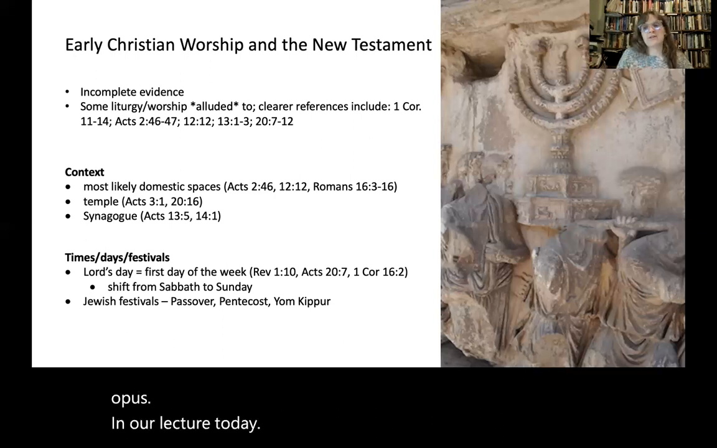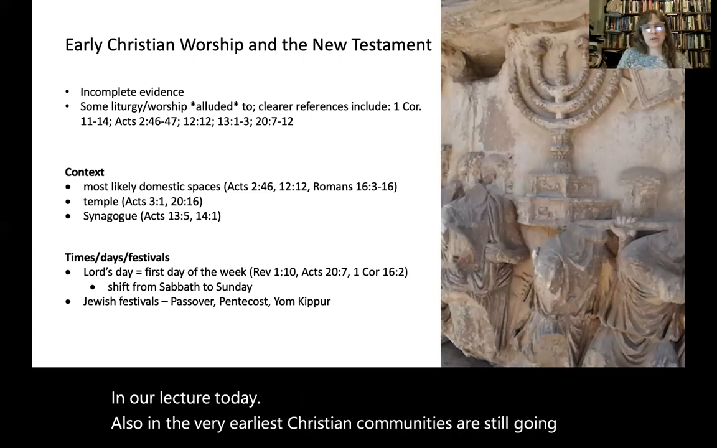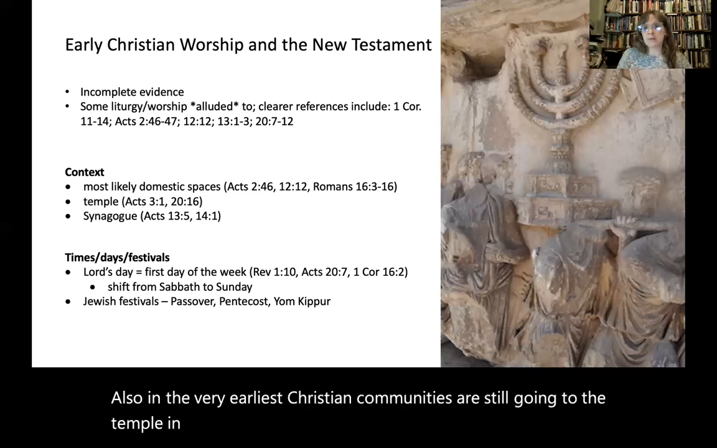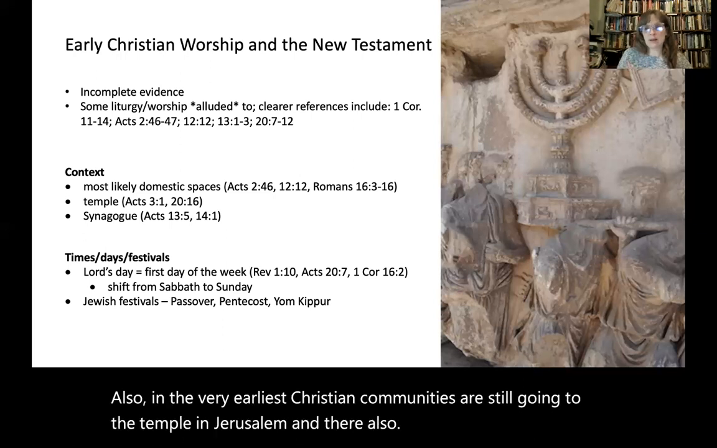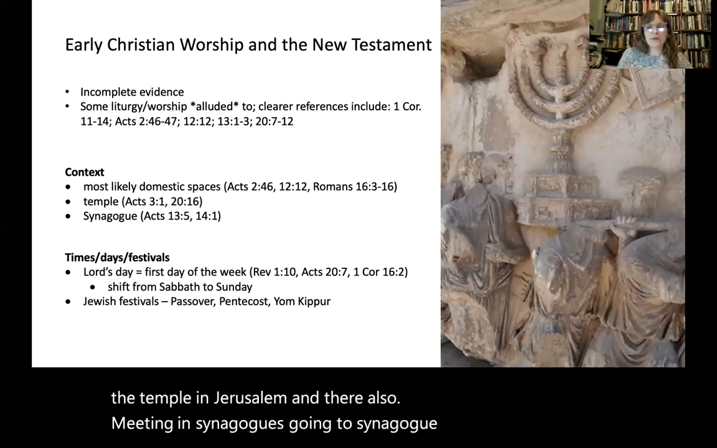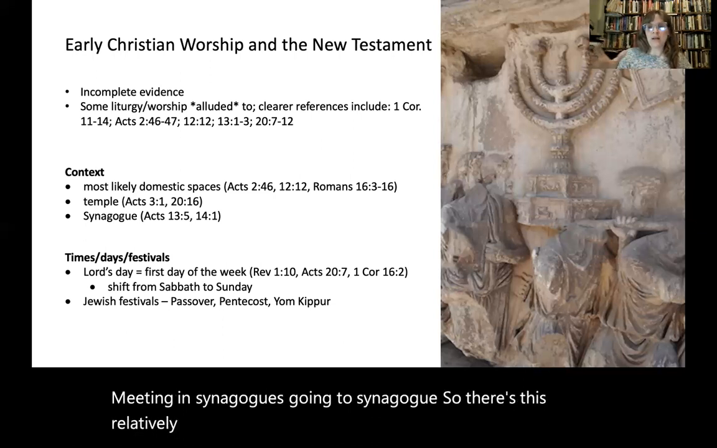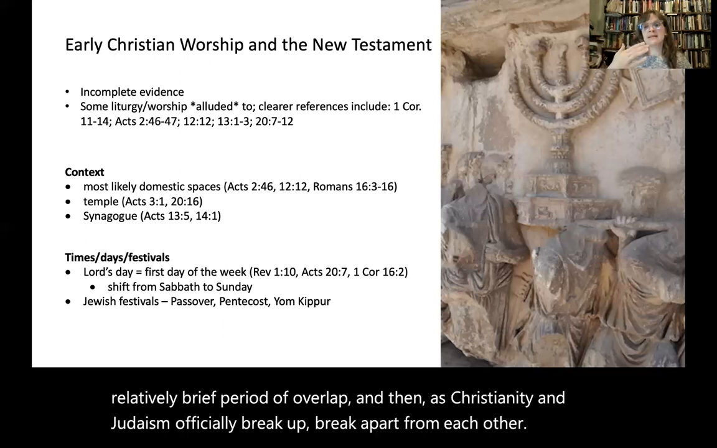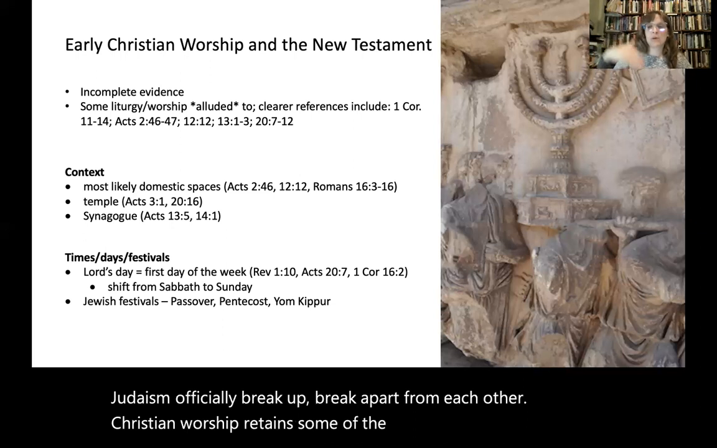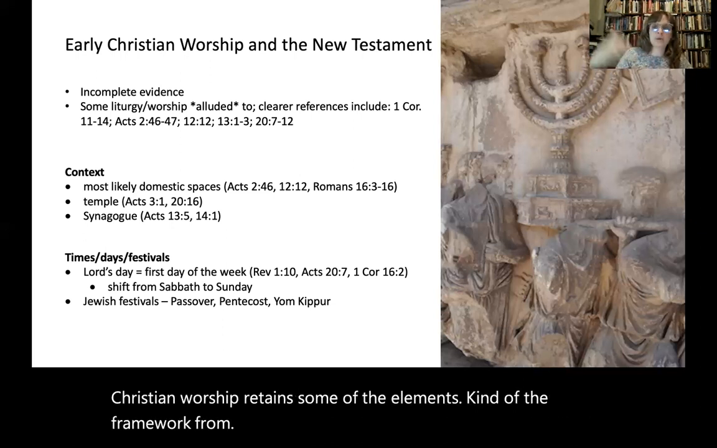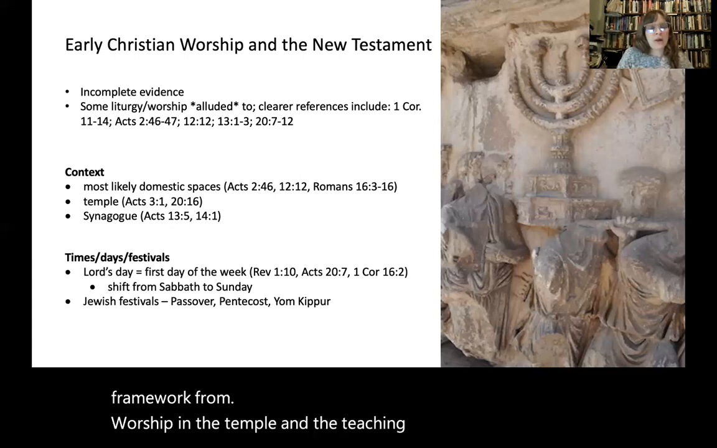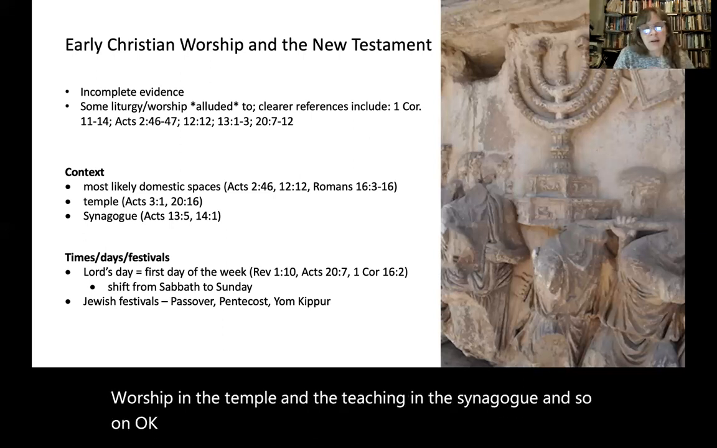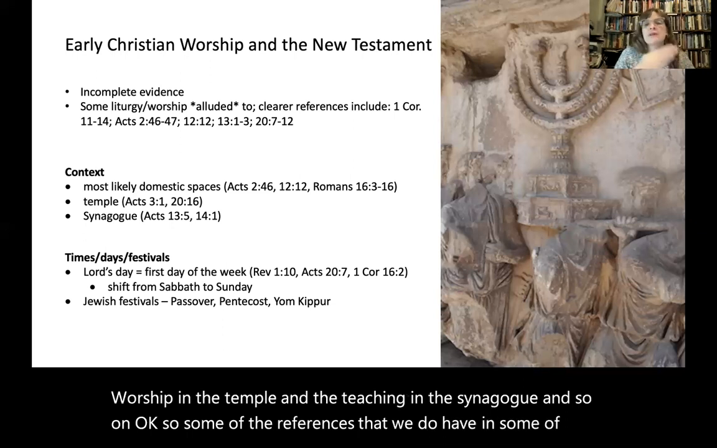Also, in the very earliest Christian communities, they're still going to the temple in Jerusalem, and they're also meeting in synagogues, going to synagogues. So there's this relatively brief period of overlap, and then as Christianity and Judaism officially break apart from each other, Christian worship retains some of the elements, the framework from worship in the temple and teaching in the synagogue and so on.